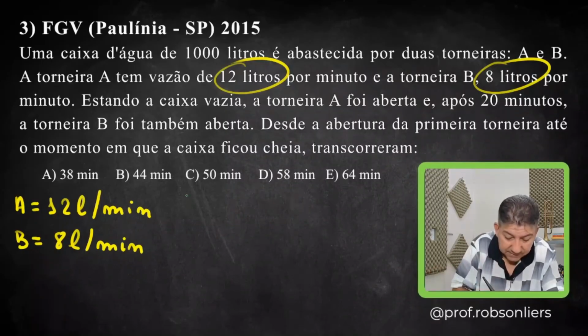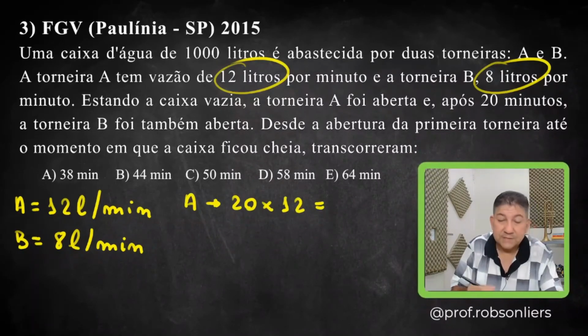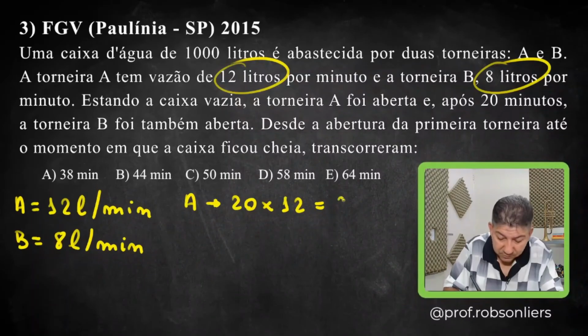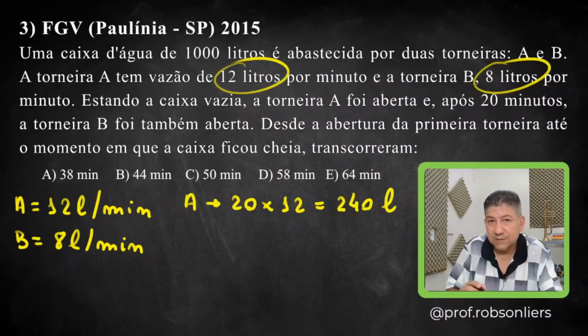So, we just need to multiply here. Look, faucet A, 20 minutes times 12 liters per minute. 20 times 12 is 240. 240 liters in those 20 minutes that faucet A put into the tank.